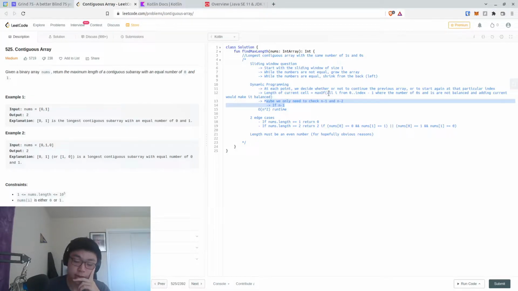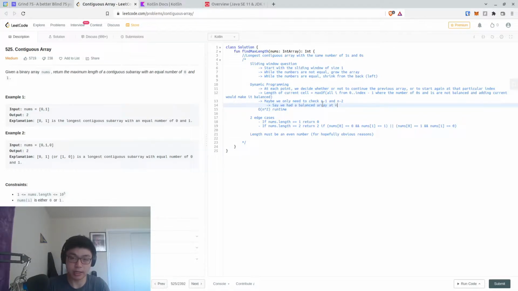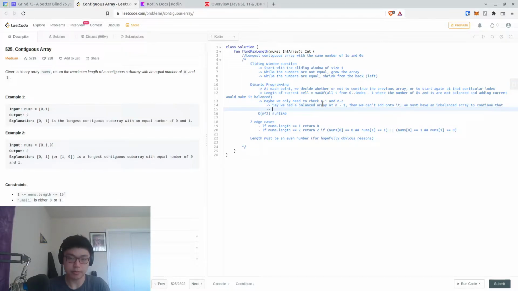I think the idea that I was going for is that, say we had an array that was balanced at n minus 1. Say we had a balanced array at n minus 1, then we can't add on to it. We must have an imbalanced array to continue that. If we instead had a balanced array at n minus 2, then we must make sure that n is not equal to n minus 1 in terms of the actual numbers, right?